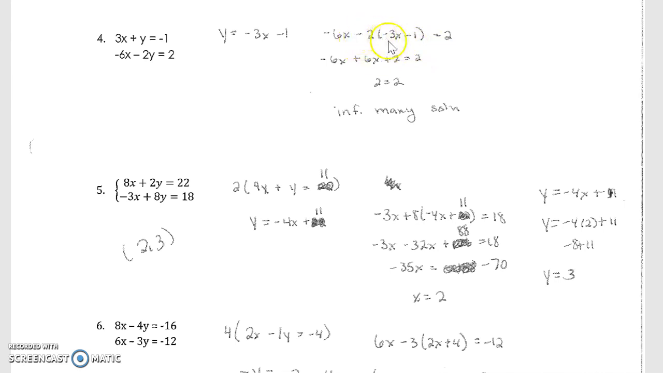You distribute. A negative times a negative is a positive 6x, and then a negative 2 times a negative 1 is a positive 2. Negative 6x plus 6x, that ends up being 0. You don't have any x's anymore, but this time, notice, you're left with 2 equals 2. That's a true statement, so you leave that saying infinitely many solutions. So false statement is no solution. True statement is infinitely many solutions.